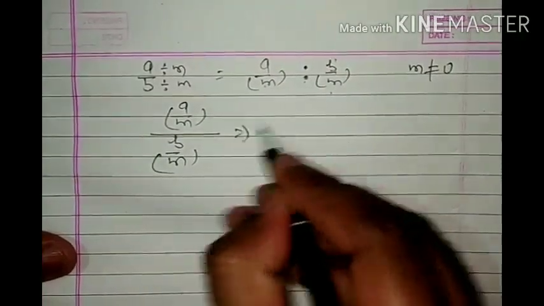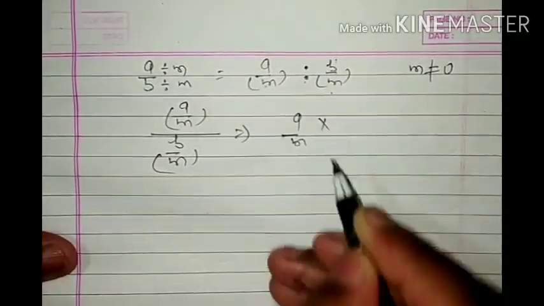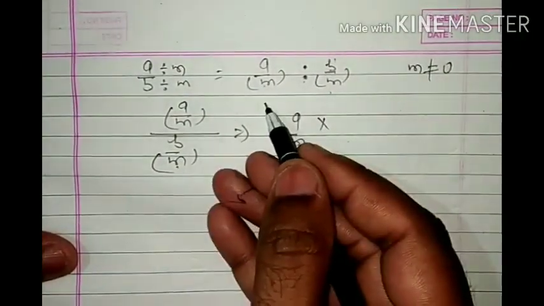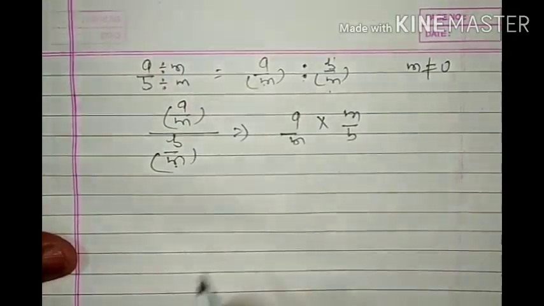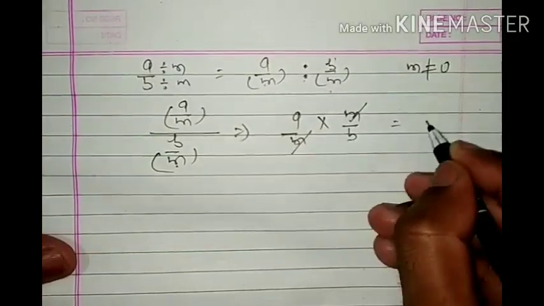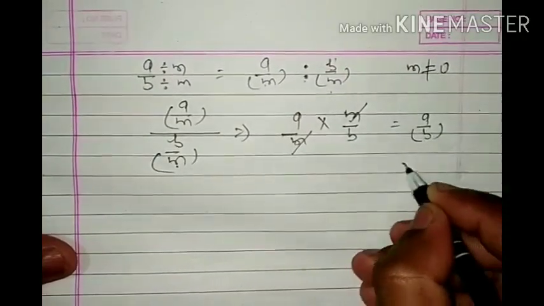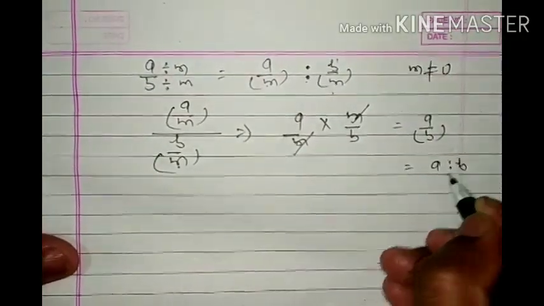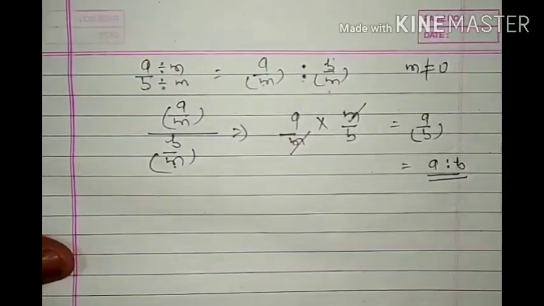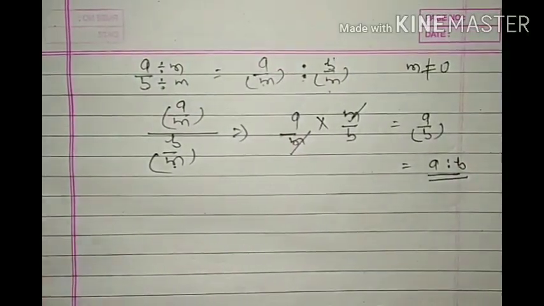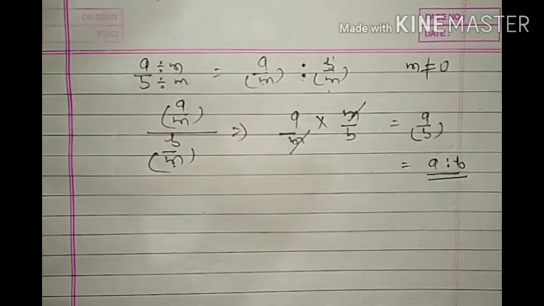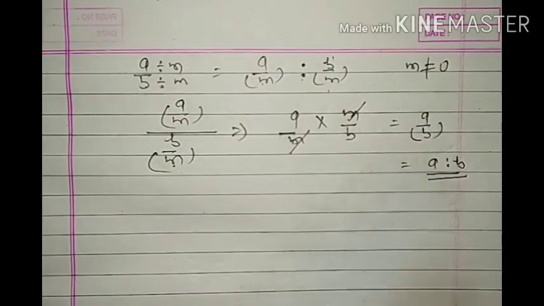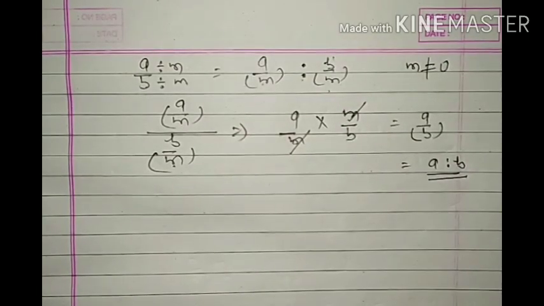And what do we understand from here? That we can write a by m, multiplied by m will go in the numerator part, that will be the cross multiplication, so we can write m upon b. m will cancel m, we are left with a by b, which is equal to a ratio b. I hope it is clear to everyone. So either we multiply or divide the ratio with a non-zero number, it does not affect the ratio.